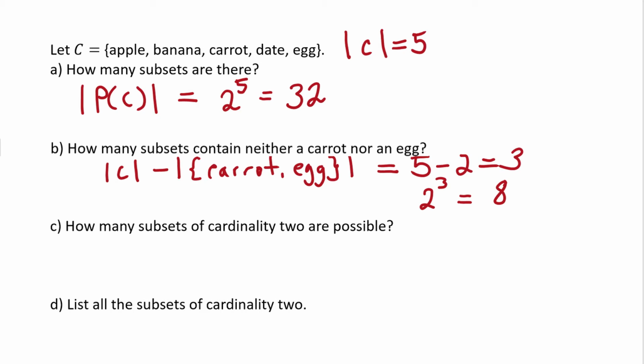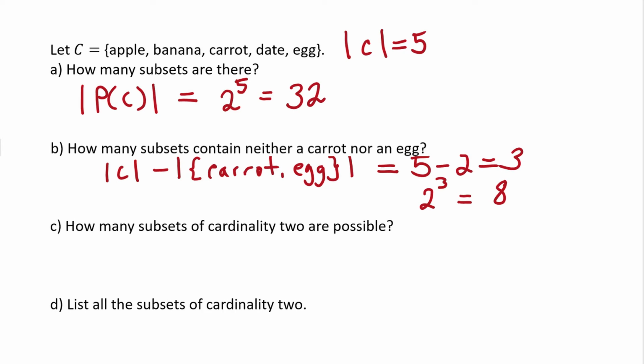Question part C. How many subsets of cardinality 2 are possible? The question that's asking is, in how many ways can 2 be chosen from a set of 5? This is a combination. The formula we use will be 5 factorial divided by 5 minus 2 factorial times 2 factorial.